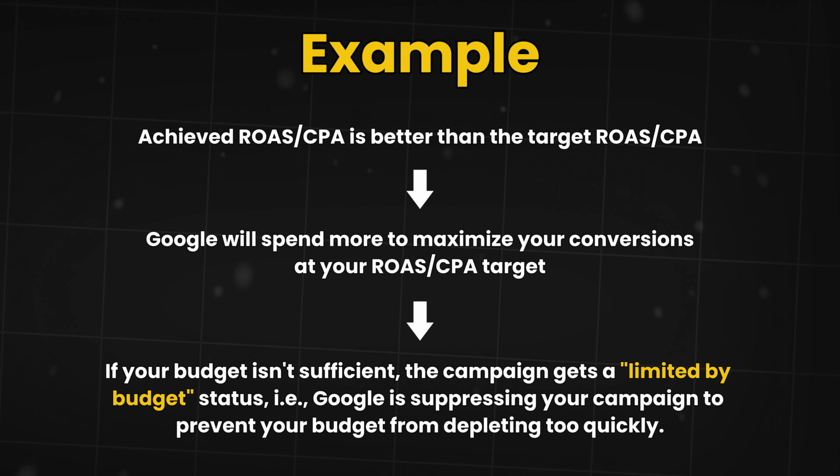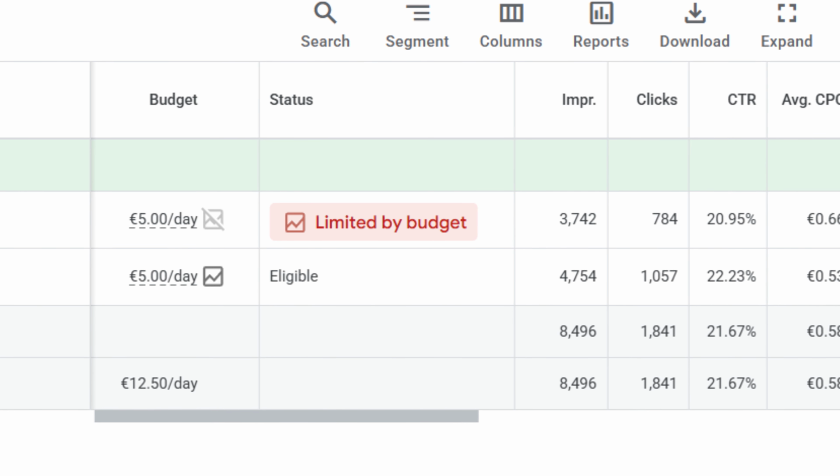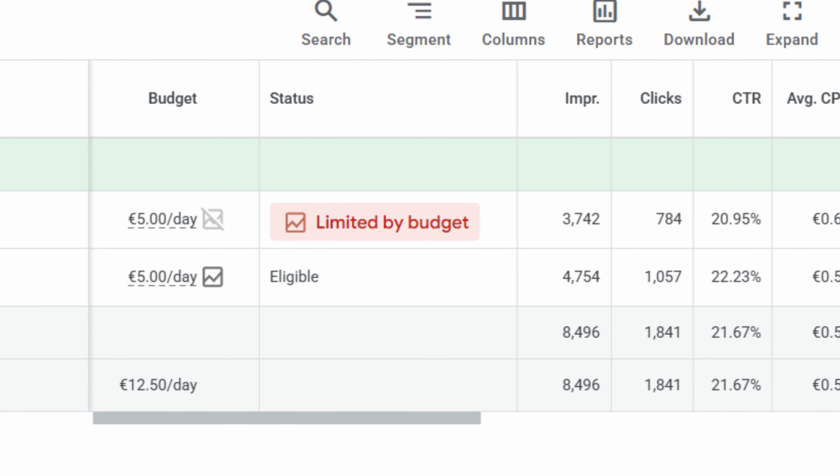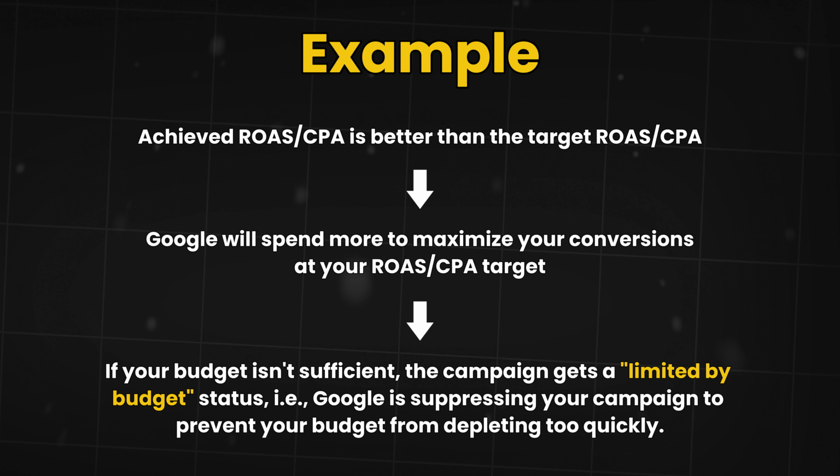As a result, if your budgets aren't sufficiently high, you are going to get the limited by budget status. And in this case, the limited by budget status will appear in red color. And it will essentially mean that Google is forcefully suppressing your campaign and its reach in order to prevent your budgets from depleting too quickly. And this will hurt your performance over time. We've seen it in the accounts we manage again and again, so it's best to avoid the limited by budget status in this case.